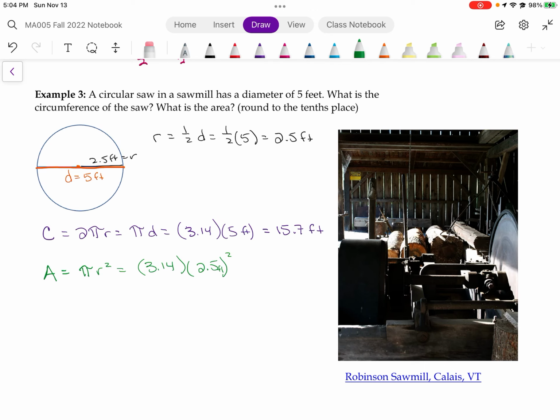Now, I just want to show you something. I'm going to back up here. 2.5 feet squared. Where's the square feet coming from? Well, right here. It's being squared, right? So that's where it comes from. So we get 19.625 square feet, or feet squared. We're supposed to go to the tenths place, so that's the 6 right there. So this is going to be approximately 19.6 square feet. That's the area.